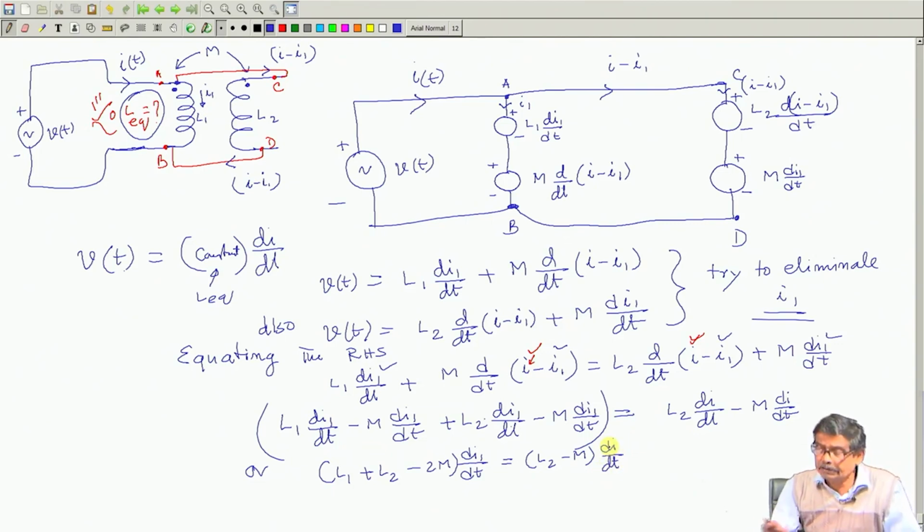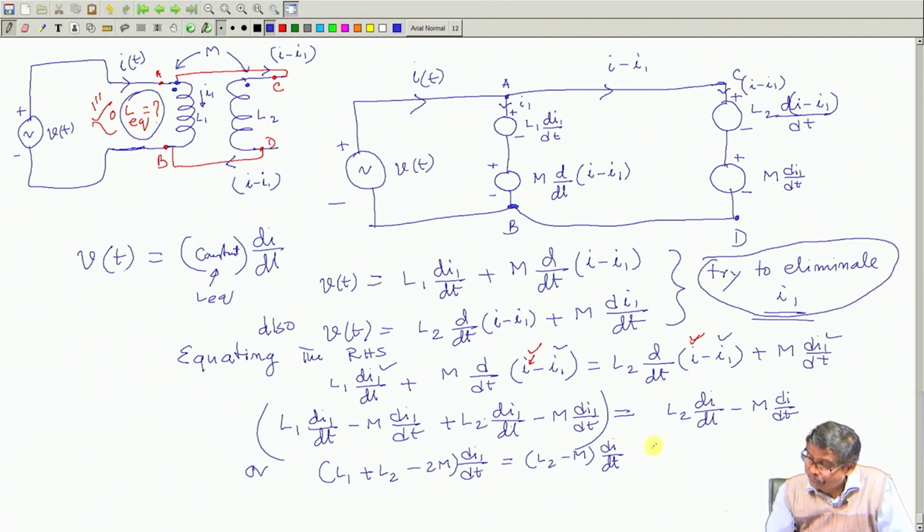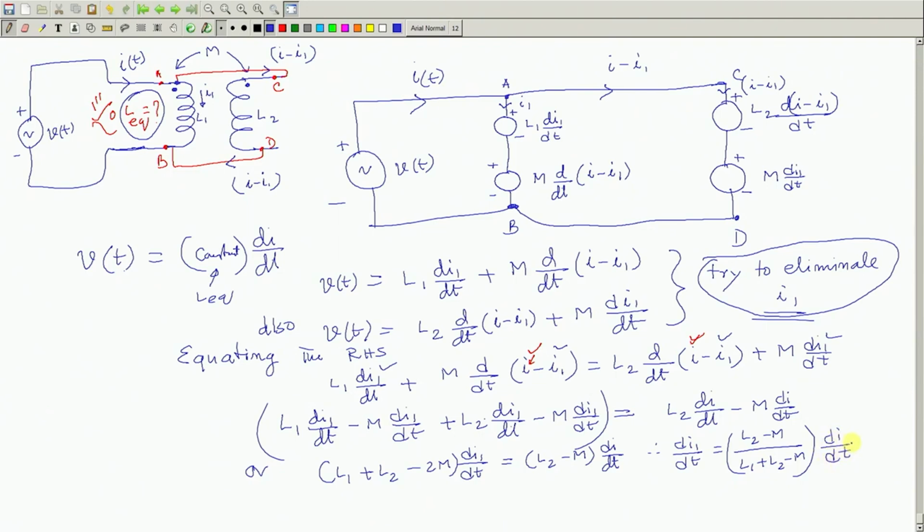Fortunately, here in this particular example, all I and I 1 terms are coming in terms of d I 1 dt or d I dt. Therefore, my objective was to eliminate I 1, means I now know, therefore, d I 1 dt is nothing but L 2 minus m divided by L 1 plus L 2 minus 2 m into d I dt. This is d I 1 dt. So, put it back in any of these equations.